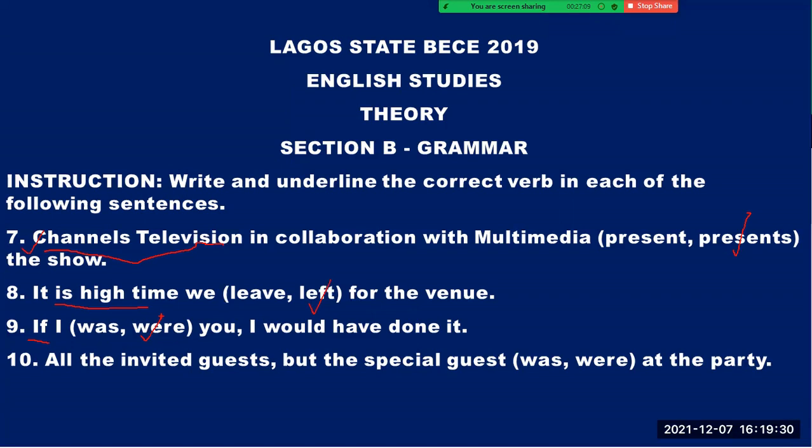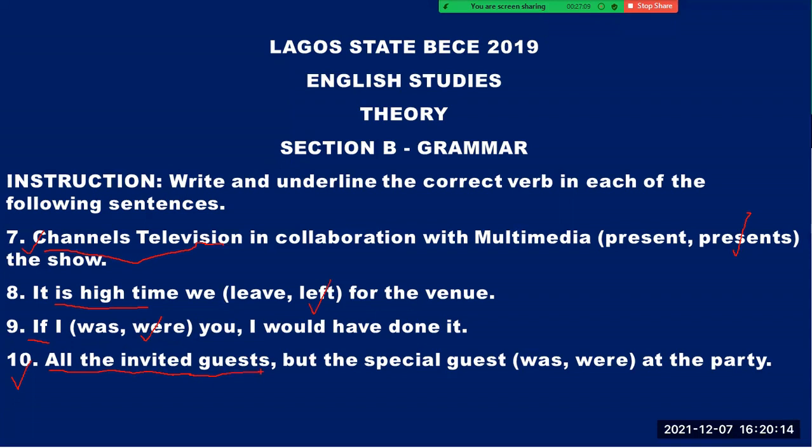All right. So question number 10: all the invited guests, but the special guest was or were at the party. Again, you can see that you have to look at this critically, and then you identify the real subject here. Who are we really talking about? The subject refers to the person or thing being talked about. So you ask yourself, who are we really talking about here? Is it the special guest or is it all the invited guests? We're actually talking about all the invited guests.